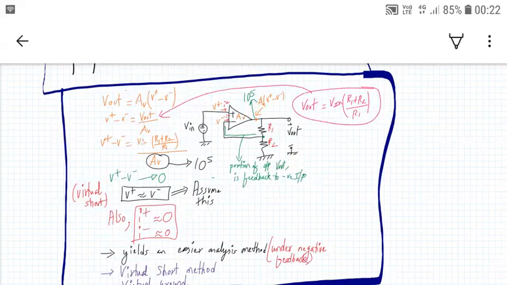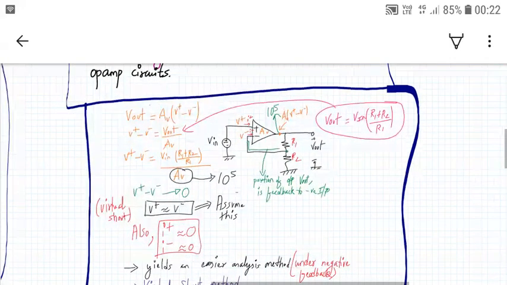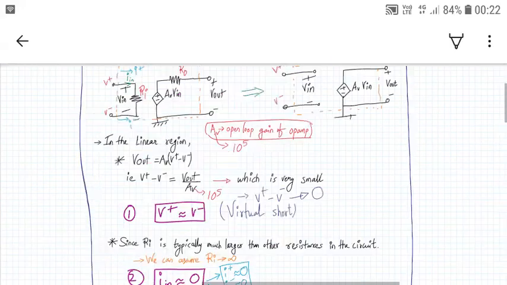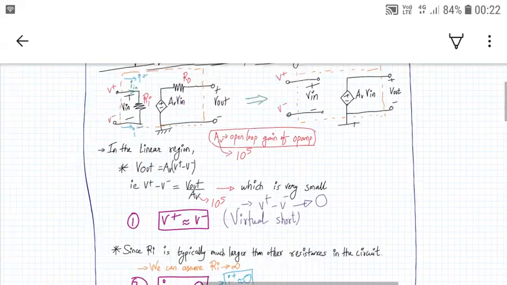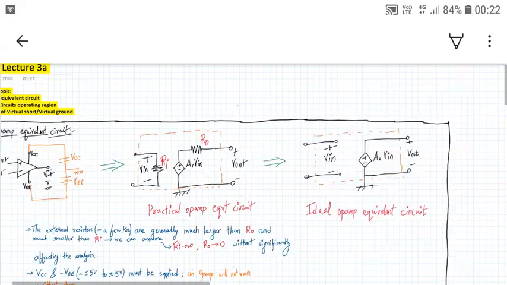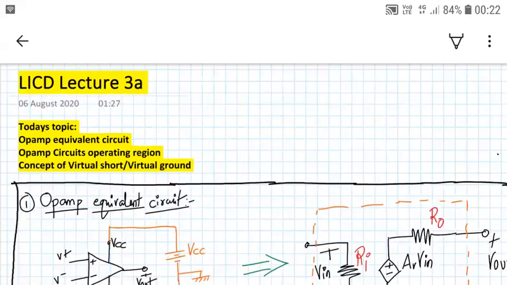So I think we have covered most of the topics for today. Let us go back to our original main topic so that we can revise and conclude. So in this lecture number 3A, we have studied the op-amp equivalent circuit, various operating regions for the op-amp, and we have seen the concept of virtual short and virtual ground.